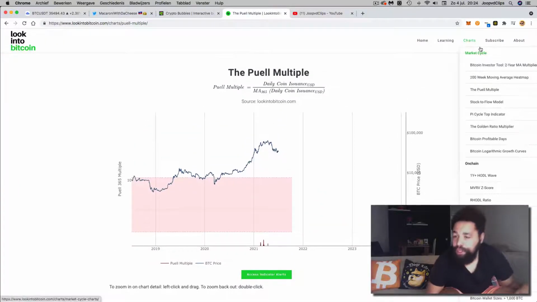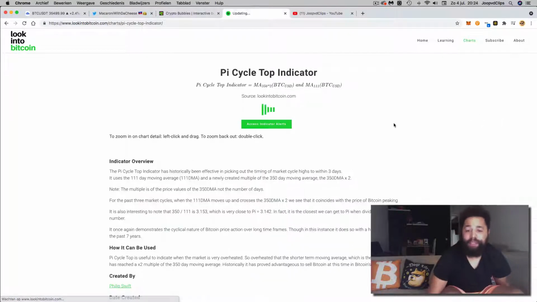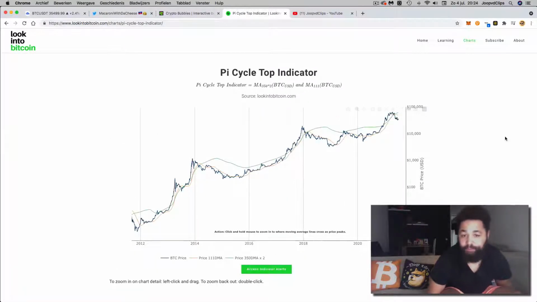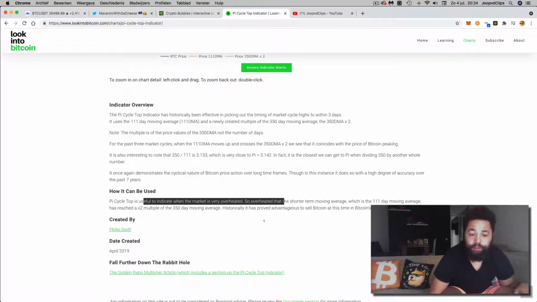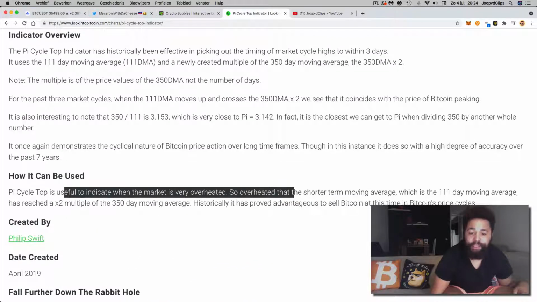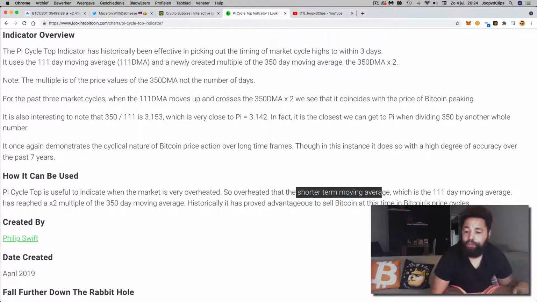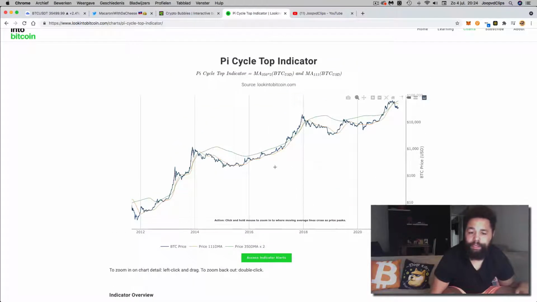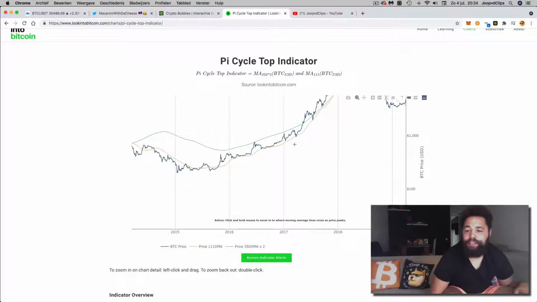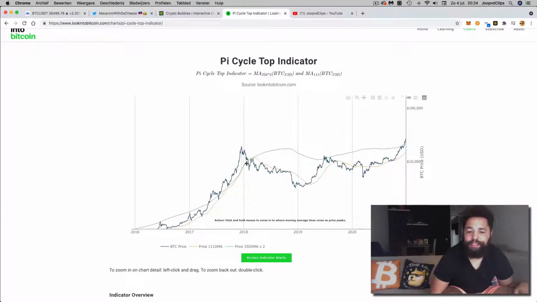Okay, let's go to the third chart that I want to show you guys. The PCycle top indicator. That's why I love this website so much. This is the PCycle top indicator. This indicator is useful to indicate when the market is overheated, so overheated that the shorter term moving average, which is the 111-day moving average, has reached a ×2 multiple of the 250 moving average. Historically, it has proved advantageous to sell Bitcoin at this time in Bitcoin price cycles. So let's make an analysis of this. Make some sense out of this.